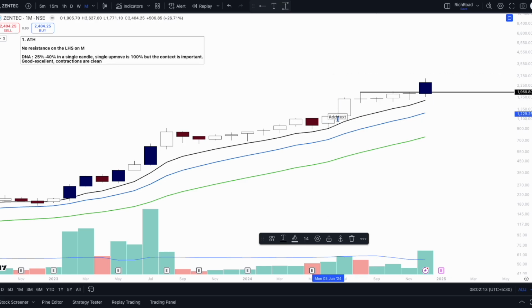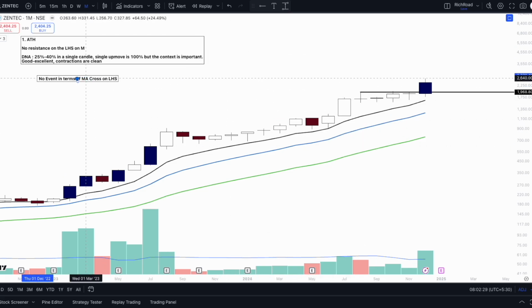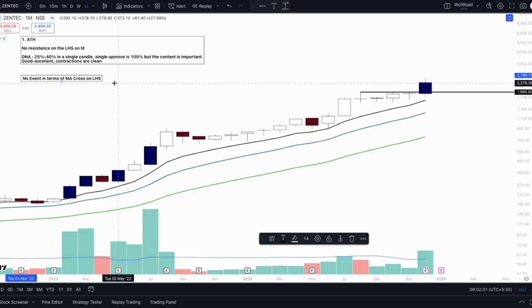So, first thing, when I'm sitting over here, the first observation that I'll make is no event in terms of moving average cross on the left hand side. That's true, right? This is a really, really important observation. And you have been going up for a good period of time. You haven't even closed below the 10 moving average. So, this is something that you have to keep in mind.